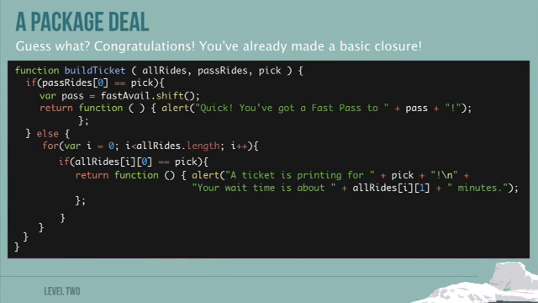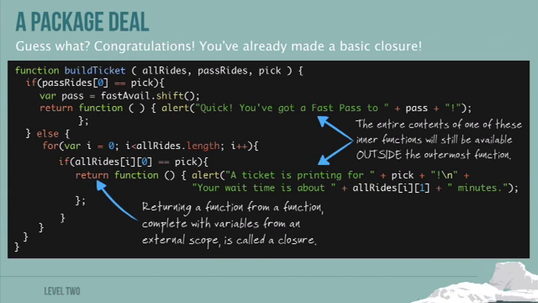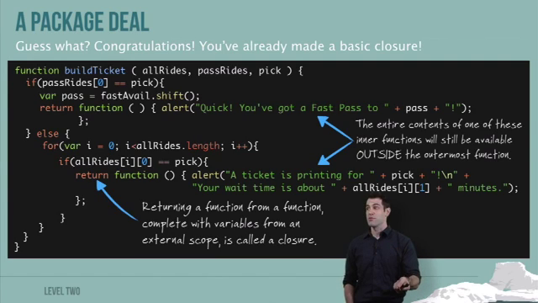So in the buildTicket function that we had in the last level, you can see in our two returned anonymous functions several variables like pass and pick and allRides that were not created within the function that's being returned. That's very important. The entire contents of any of these returned functions will still be available outside the function, outside buildTicket, when they get returned. When we return a function from a function, and it is complete with variables that showed up in the external function, we have a closure.